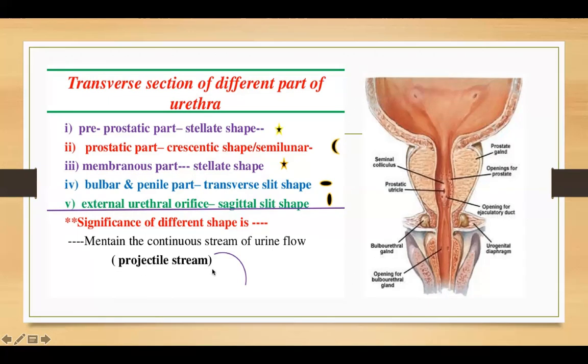So the transverse, this is about the transverse section of the different parts of the urethra. Prostatic stellate shape, prostatic crescentic shape, membranous stellate shape, bulbar and penile part transverse slit shape, external urethral orifice, sagittal slit shape.